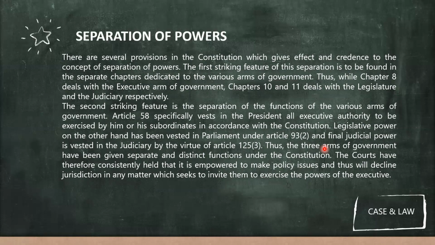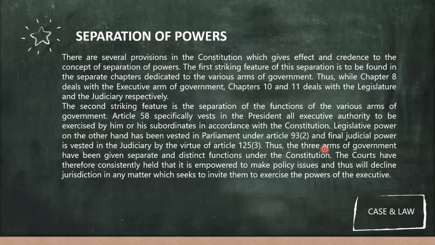You would also see under Article 58 that all powers of the executive fall under the president. So all the powers of the executive are with the president, and they are exercised on his behalf by subordinates. Here, by subordinates, I mean the ministers and all the parties that fall under the executive. You would also see that legislative power is vested in Parliament, and final judicial power is vested in the judiciary. So just from the onset, you can see that the functions of the various arms of government are different, and the chapters dealing with them are different.